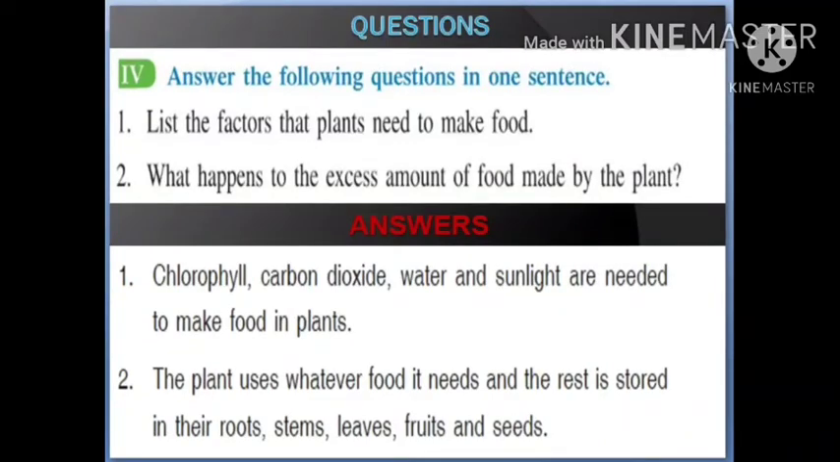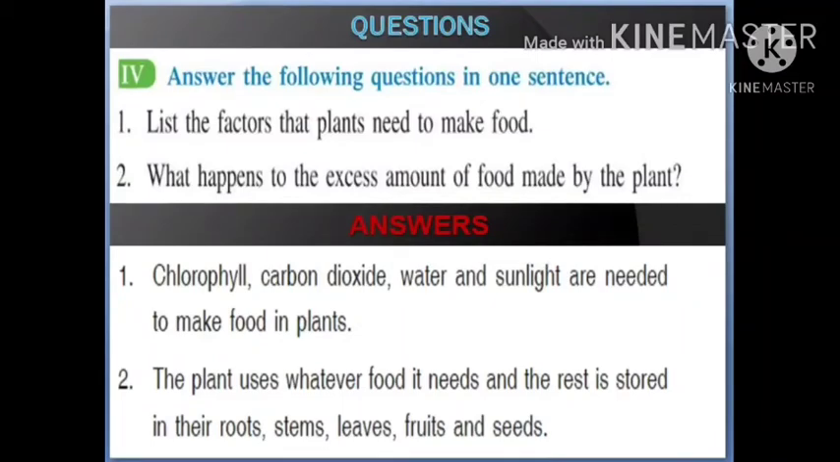Question number 4. Answer the following questions in one sentence. First, list the factors that plants need to make food. Means, what are the things the plants need to make their food? Answer: chlorophyll, carbon dioxide, water and sunlight are needed to make food in plants.